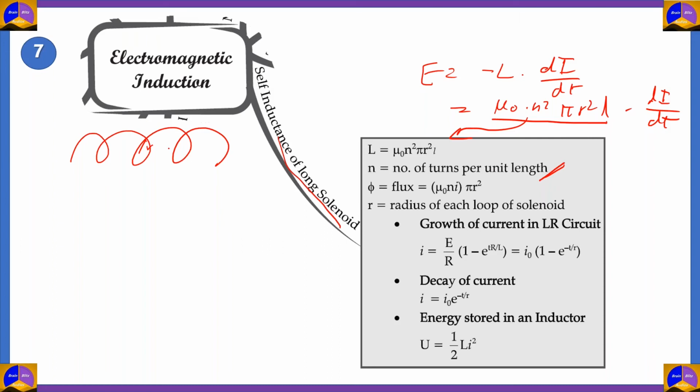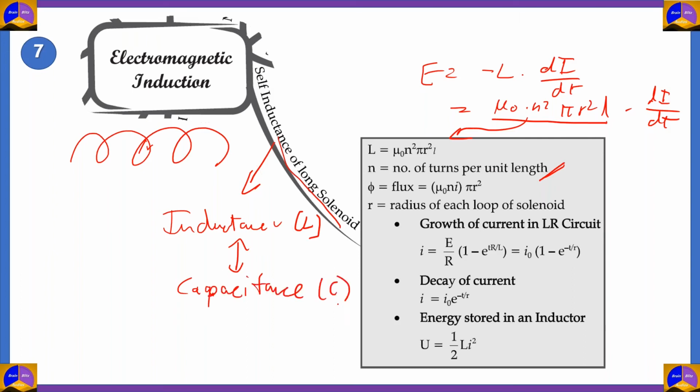And inductance, which is represented as L, has many things in common with another quantity, which is capacitance, C. And it also has some kind of relation with R, which is resistance, but the complex relation between these three is explored in the next chapter, alternating current.